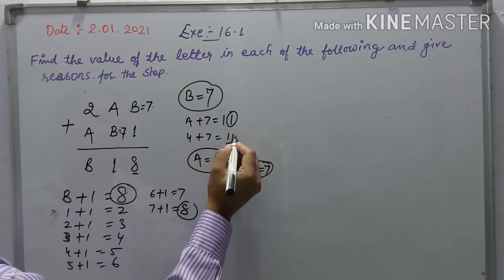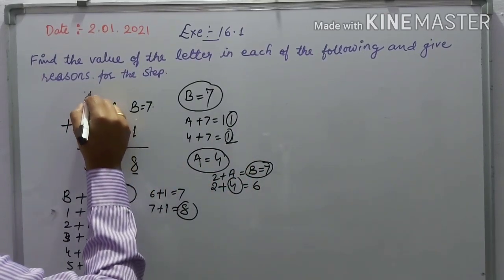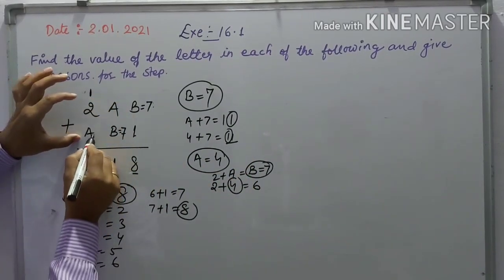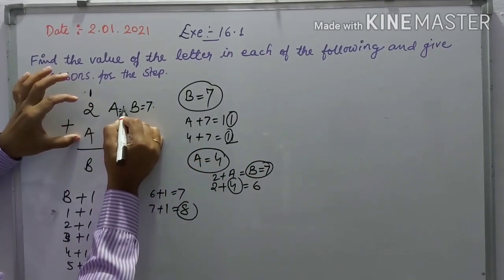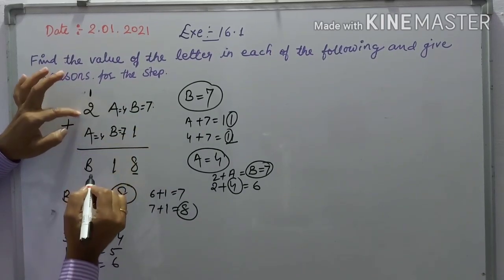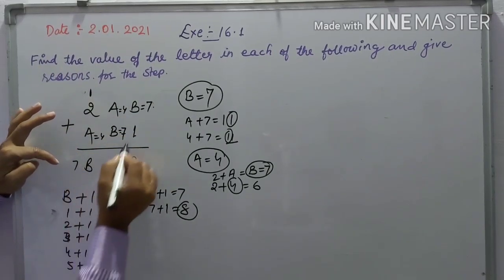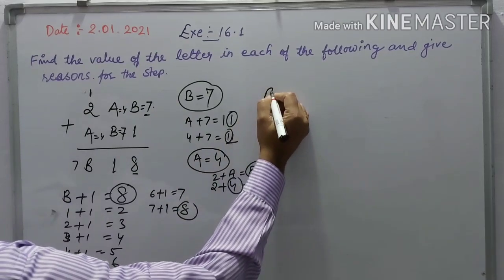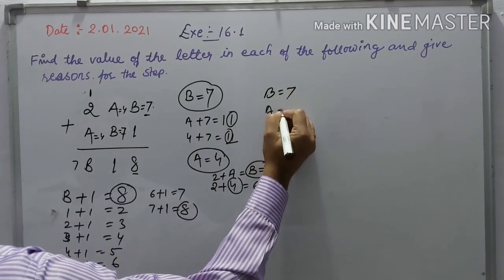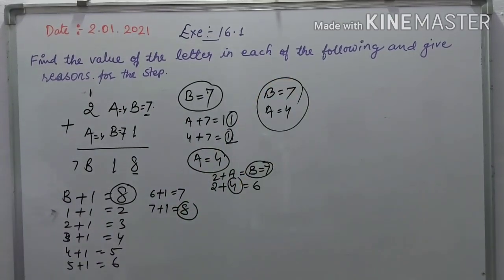And 1 carry, so the value of a is equal to 4. Here will be 4, 5, 6, and that is 7. So the value of b is equal to 7 and value of a is equal to 4.